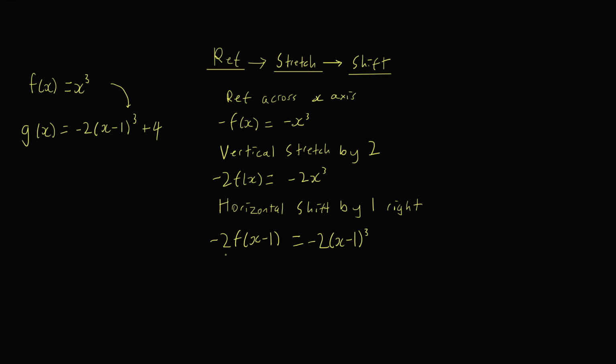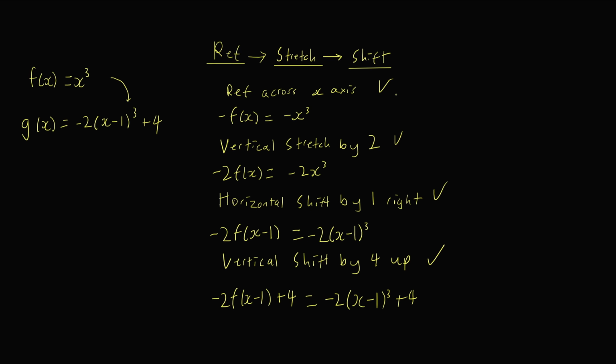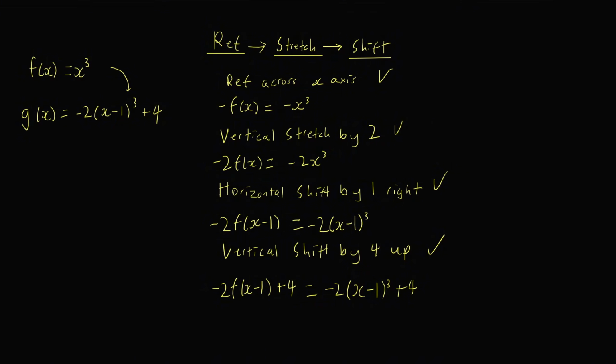And lastly, there's a vertical shift by 4 up. This would be negative 2f of x minus 1 plus 4, which is negative 2 times (x minus 1) cubed plus 4. And these are the transformations that this function went through. And obviously, you don't have to write down all these steps. These were just to help you understand, and usually you should be just able to do this in your head.